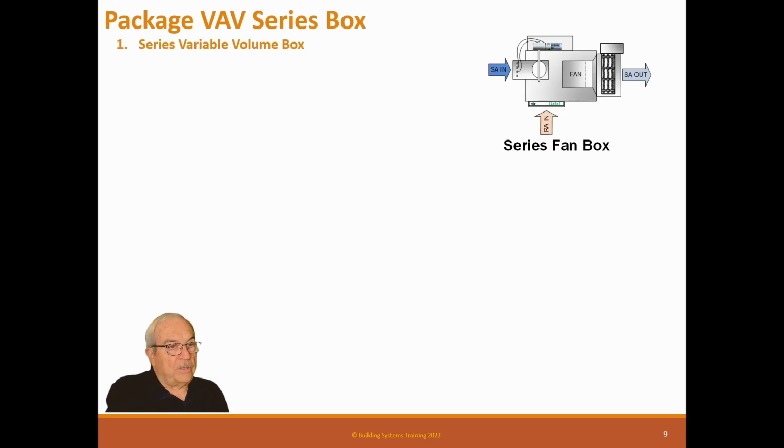Now there's more than one kind of box. This is called a series box, series fan box, and it has a supply fan in it that's constant volume. And it runs all the time. It's series, it's in series. Here's the cooling valve, and the cooling valve comes in and changes the air volume, and that volume goes to this fan, but this fan has constant volume. So the difference between these two, it draws in from the plenum. So the air to the space goes in this kind of circle.